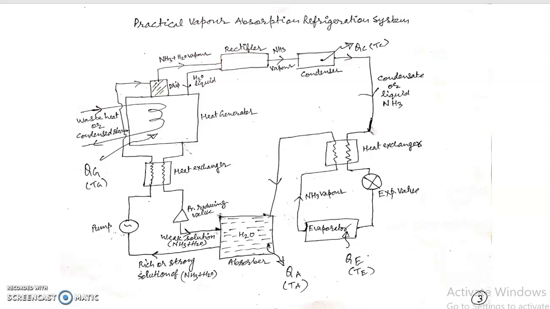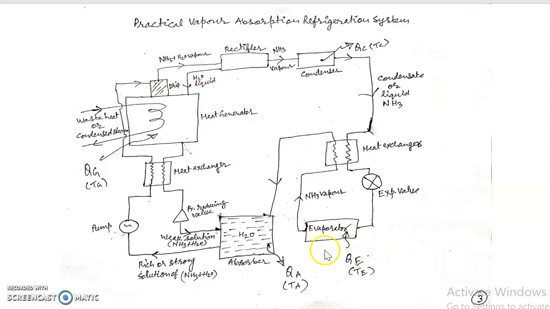So welcome back friends. As we all studied the simple vapor absorption system and the practical vapor absorption system. In this practical vapor absorption system, if I look at the heat involved, I will find that there are 4 different types of heat involved in the cycle in this system.